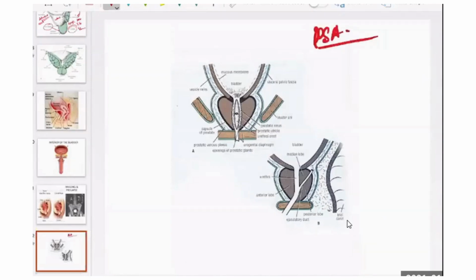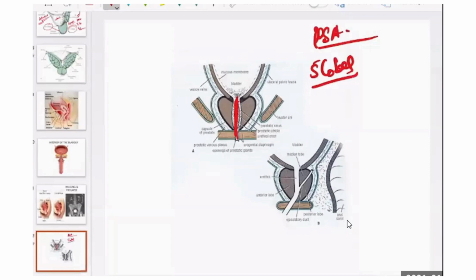It may be an adenoma or a carcinoma depending upon the lobe. Adenoma is a benign one, cancer is a malignant one. So if you know the 5 lobes of the prostate: anterior lobe, posterior lobe, two lateral lobes, and a central lobe where the urethra is piercing. The prostate is a conical structure pointed downwards. You can see this one, right? The urethra is piercing the prostate.